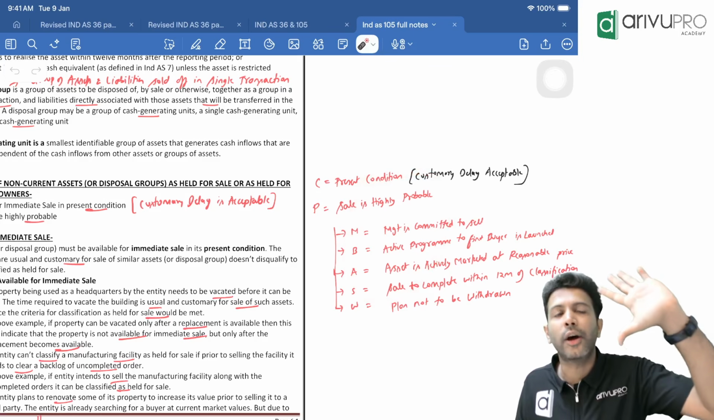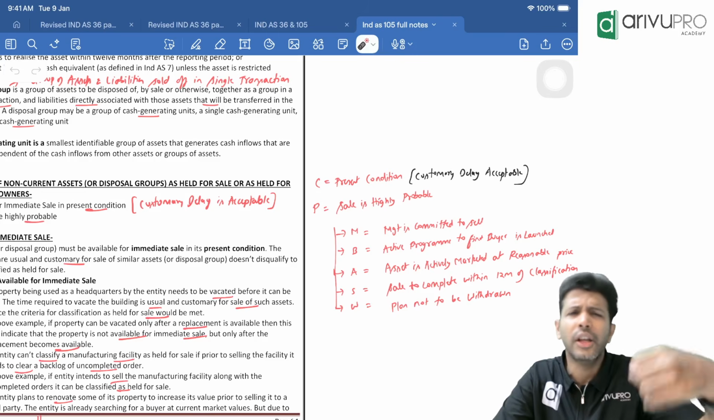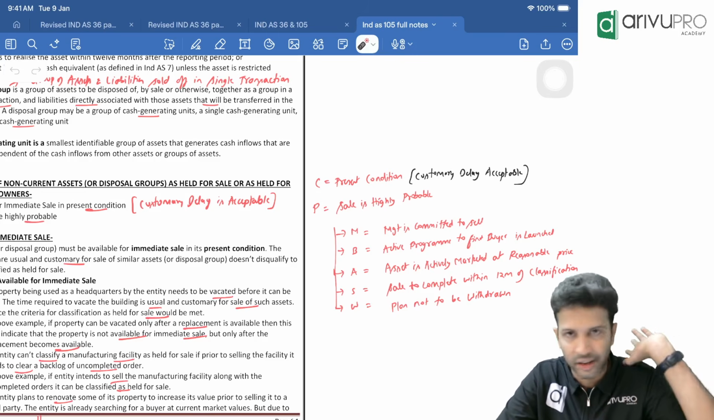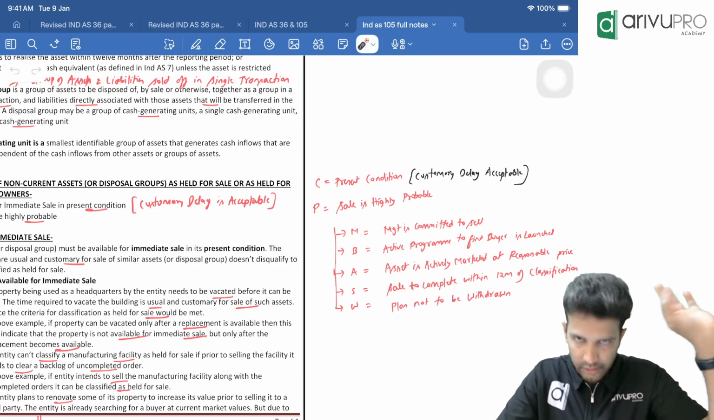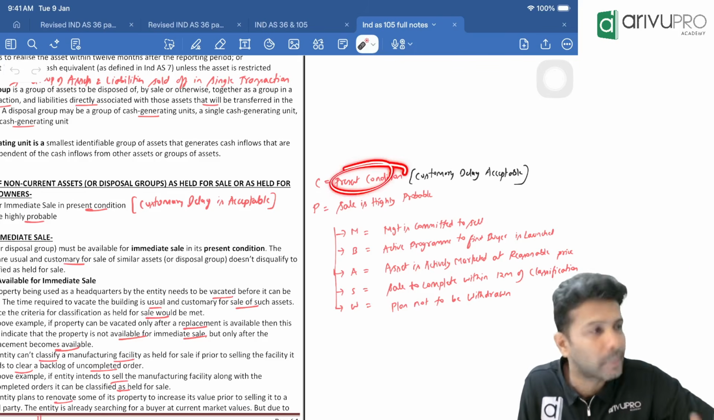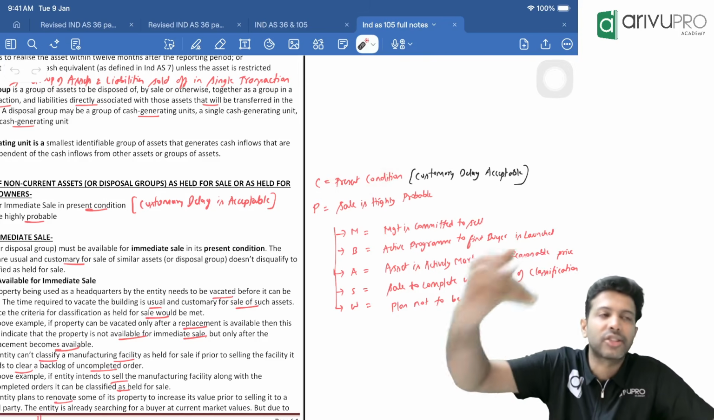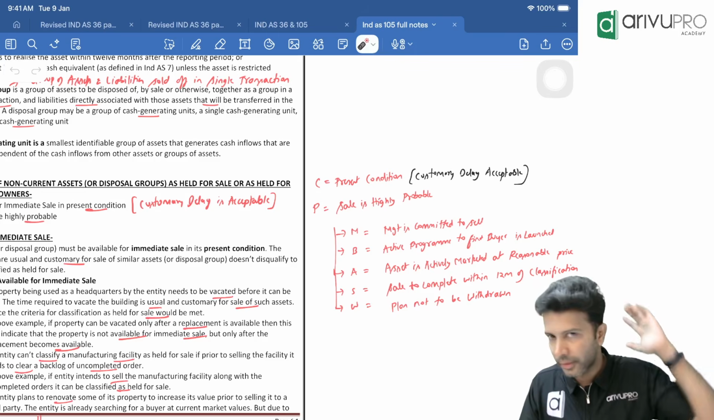Okay, C for it should be sellable. That non-current asset, non-current here refers to your PPE, intangible assets, etc. Now that PPE or intangible asset that we are calling a non-current asset should be held for, meaning it should be sellable in present condition. Meaning the way it is right now, you should be able to sell it as it is. That is your C.